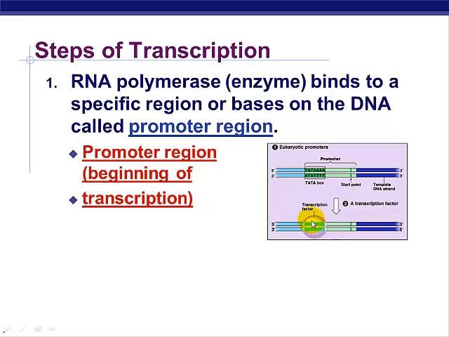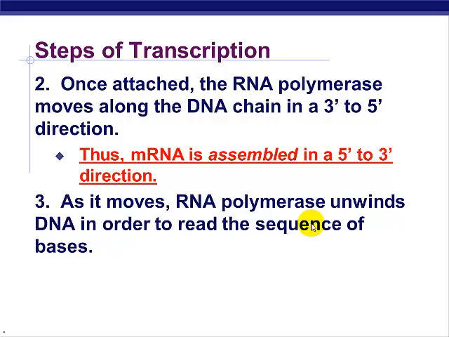Transcription factors are proteins that help RNA polymerase bind. That enzyme has these extra proteins that help it bind to your promoter region, and then once it's bound, it will start moving along, unwinding and copying. Step 2, once RNA polymerase is attached, so you've got your transcription factors, they help attach the enzyme to your DNA in your promoter region. RNA polymerase moves along the DNA chain. It is assembling mRNA from 5' to 3'. It's moving on the DNA from 3' to 5', because remember they run opposite of each other. As it moves, the RNA polymerase is unwinding the DNA in order to read the nitrogen bases in the middle.